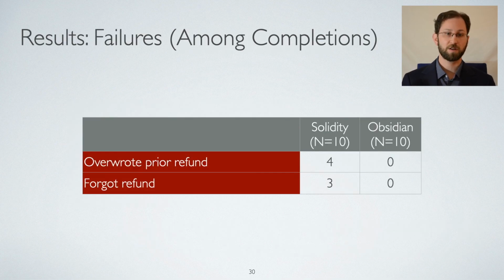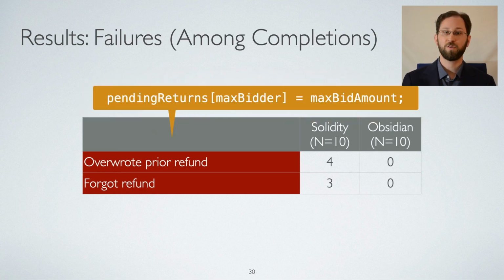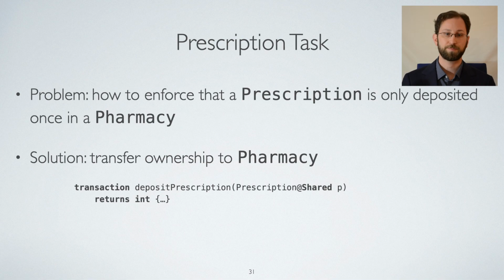Now, in terms of failures, we saw among the Solidity participants, 4 of them overrode the prior refund and 3 of them forgot the refund entirely. In the first case, people wrote code like this. They recorded the amount that a bidder was owed. Unfortunately, this assignment may overwrite any prior refund, so they should have written plus equals. They instead wrote equals here.